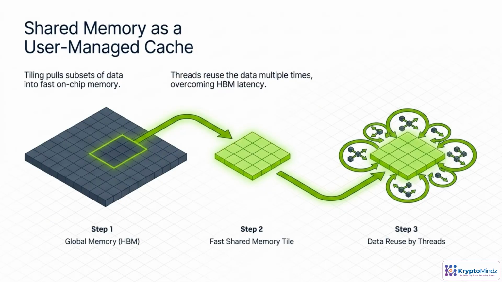Shared memory in CUDA is essentially a user-managed cache. Rather than every thread repeatedly reading from slow HBM, you first load a small tile of global data into fast on-chip shared memory. That initial load is the expensive step. Once the tile is there, all threads in the block reuse it for many computations, such as matrix multiplications or convolutions. This tiling pattern dramatically cuts global memory traffic and latency, which is why it's a core optimization on H100 and H200 GPUs.